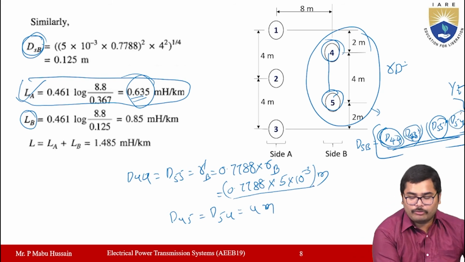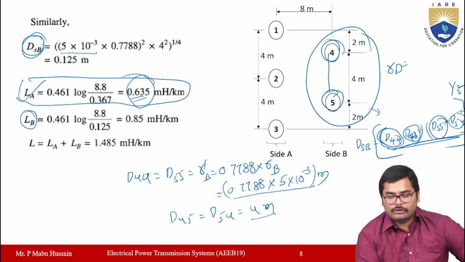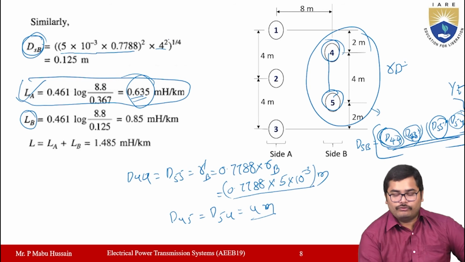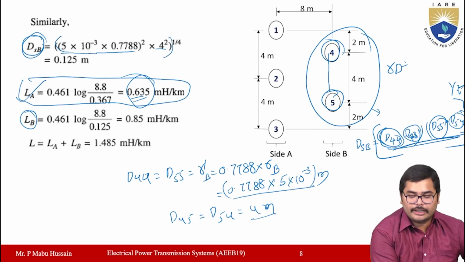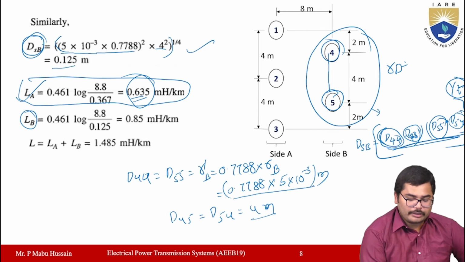So 5 into 10 power minus 3, 0.7788 times square into 4 square whole to the power of 1 by 2 square, which is 1 by 4. So the DSB you are getting here is 0.125 meters. Okay, so now you got the value of DSB.